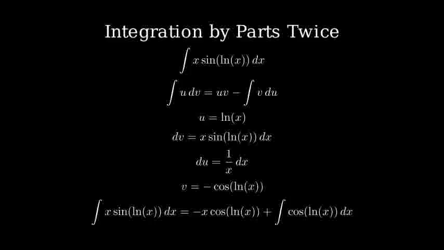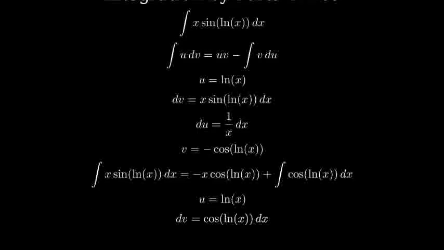Now, we haven't solved the entire problem, but we've simplified our original integral into another that can be solved using integration by parts again. Now, to evaluate the remaining integral, we'll apply integration by parts again. We let u equal ln x and dv equals cos ln x dx. Differentiating and integrating gives us the following. du equals 1 over x dx, and v equals sine of ln x.